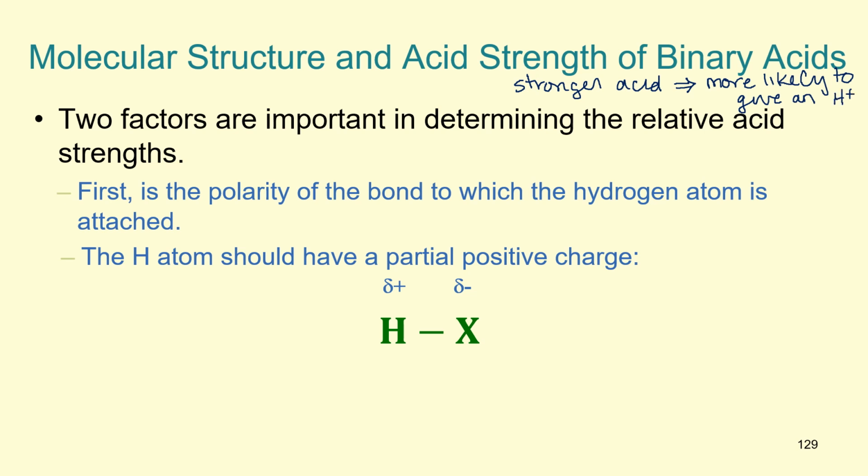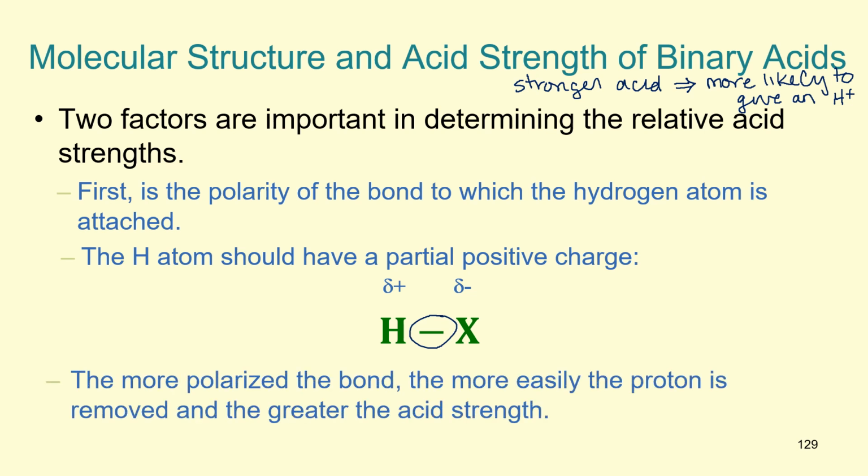So you can kind of see that the weaker this bond, the easier the H will be given away, which makes it a stronger acid. So the polarity of the bond is very important. So the more polarized the bond, so technically the more negative the X is, the stronger the acid is.